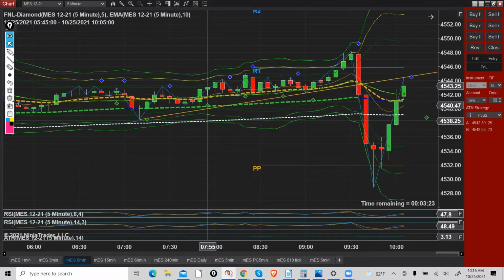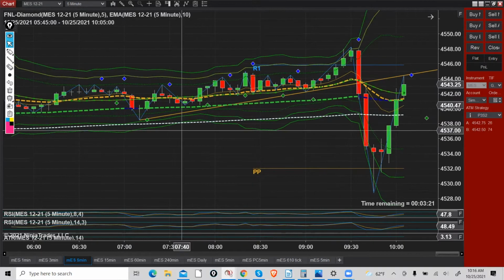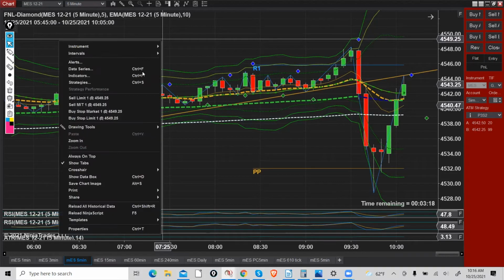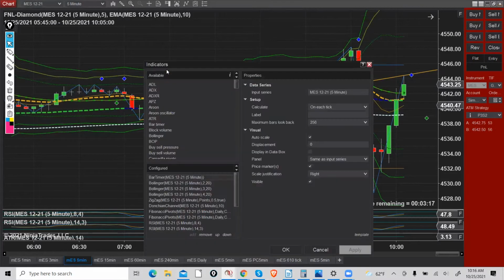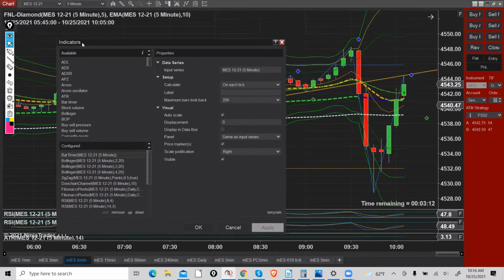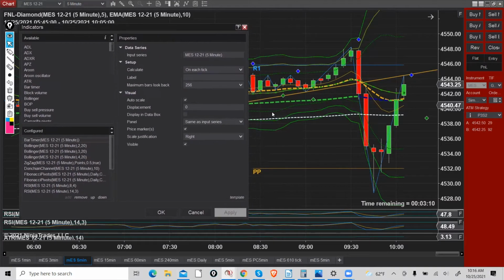So if I wanted to add Bollingers to my charts, I would go through indicators. So right click, go to indicators. And since I already have the 2, 3, and 4, I'm going to add the 1 sigma the same way you would add the 2, 3, and the 4. Each set of Bollingers, the 2 sigma, 3 sigma, and 4 sigma, are all a separate indicator, so you have to add them individually to have the next line on there.